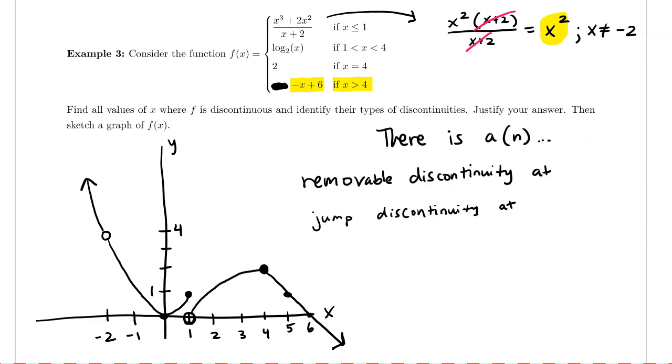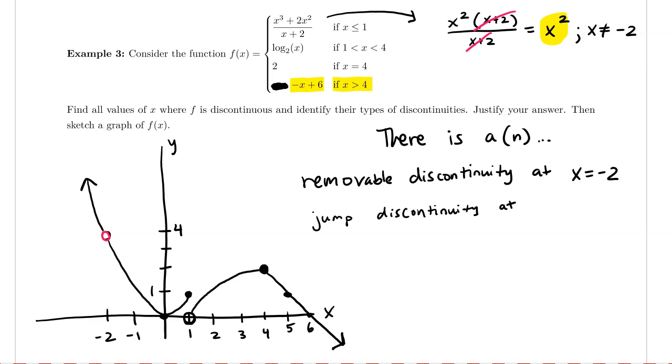All right, so looking at the graph now, let's identify the locations of any discontinuities and what type they are. There is a removable discontinuity at x equals negative 2. Notice that the function is defined everywhere around negative 2, but not at negative 2. There is an open circle there, so that is a removable discontinuity.